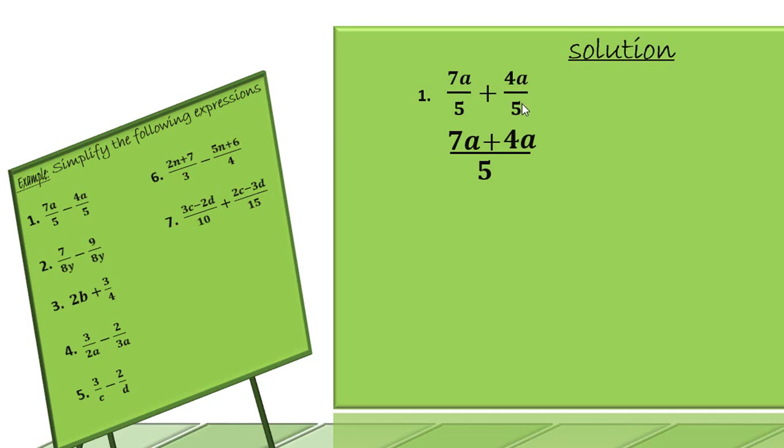Okay? And now you can simplify. 7a plus 4a gives 11a. Let's first write the denominator. That's 5, then over it, 7a plus 4a, that is 11a, and that's your answer. So let's look at the second example. Maybe you don't get it really quite well now, don't worry, you'll get it later.